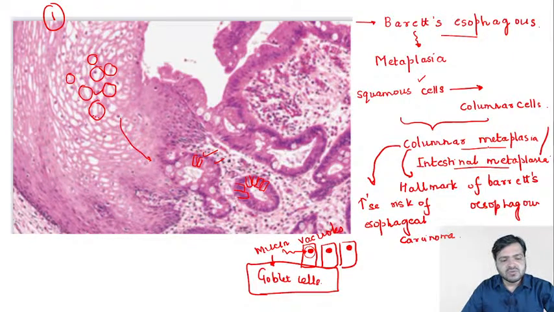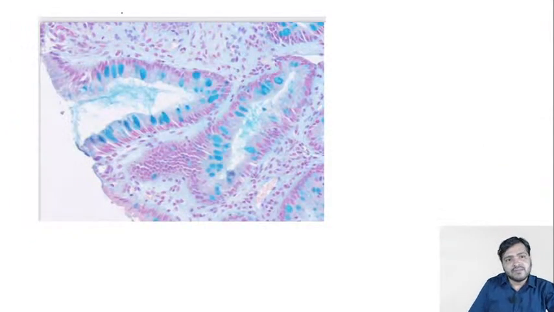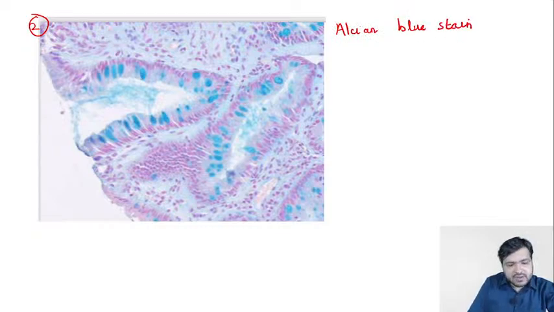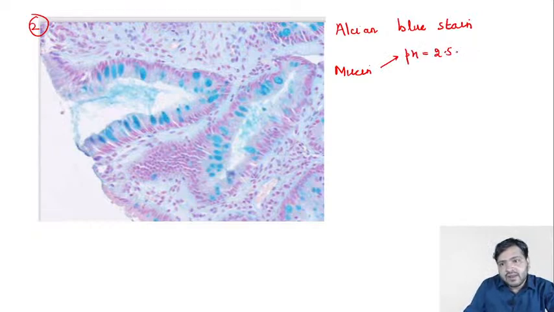So moving on to the other image, guys, you can very well appreciate that this particular image is the Alcian blue stain. You should remember that it is the Alcian blue stain which is used over here. And remember, guys, that the mucin basically has 2 pH. Suppose the pH of the mucin is around 2.5, then it's actually the Barrett's esophagus.